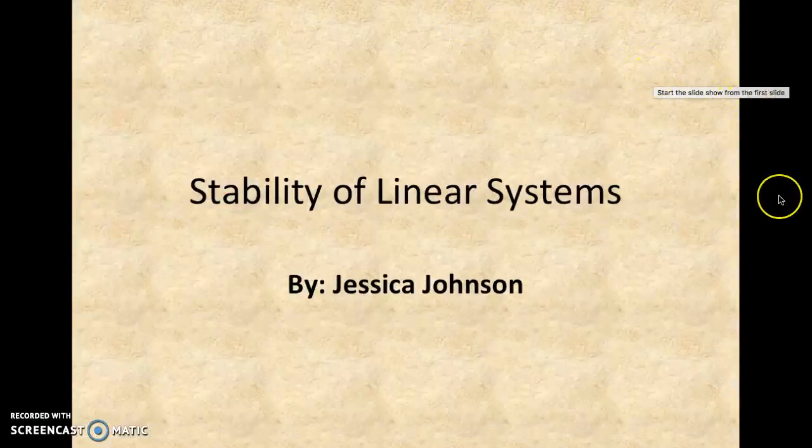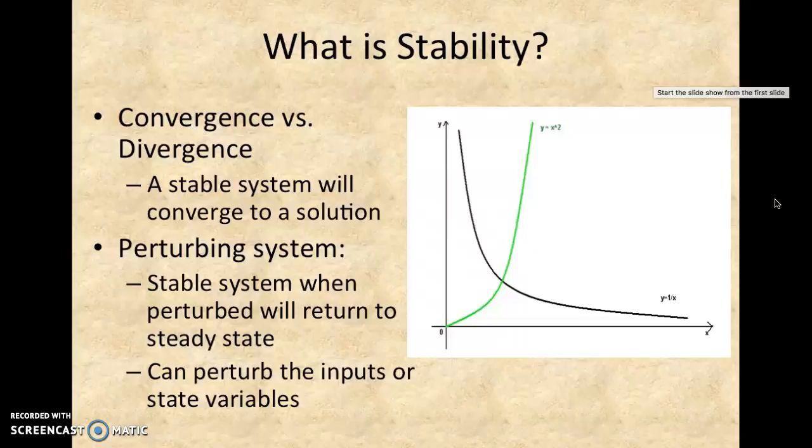Hi, this is a video on the stability of linear systems. What is stability? So we have convergent and divergent systems. As you can see in the black line here, a stable system is one that will converge to a solution. In contrast, a divergent system, seen in green here, is one that increases exponentially over time and does not come to a steady value. So a stable system, when it is perturbed, will still return to a steady state.